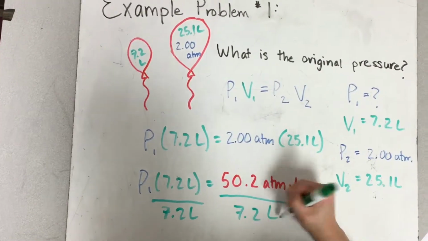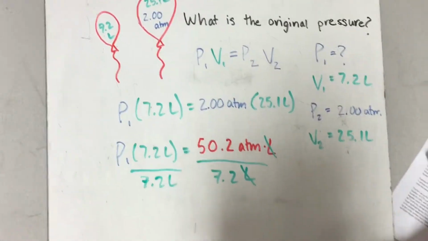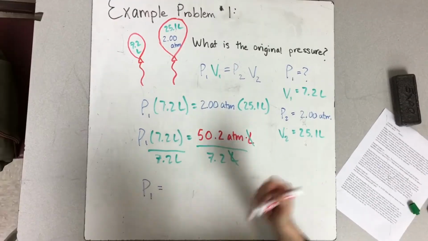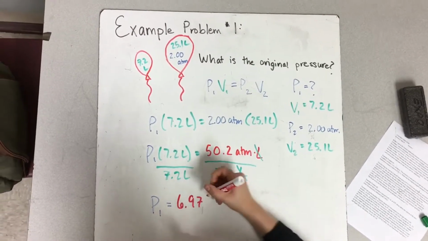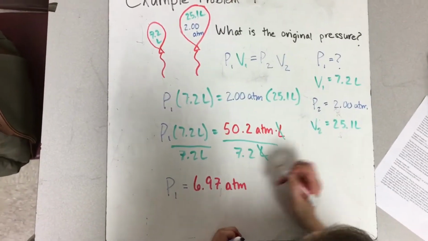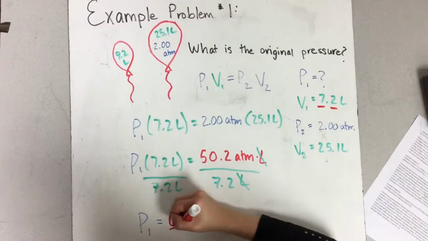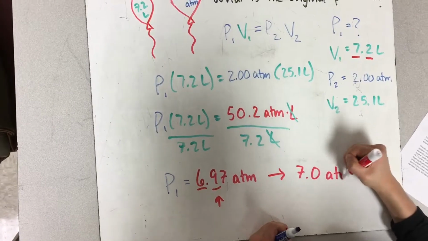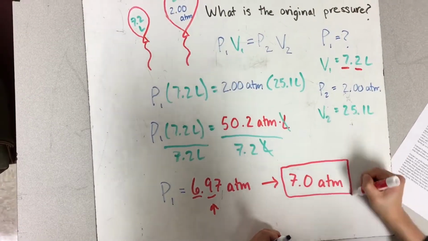Because the units L will cancel out, we find that 50.2 atmospheres times liters divided by 7.2 liters is equal to 6.97 atmospheres, which is equal to P1, our initial pressure. Our final answer, however, is 7 atmospheres because significant figures go out to the first decimal place as dictated by the volume 7.2 liters.